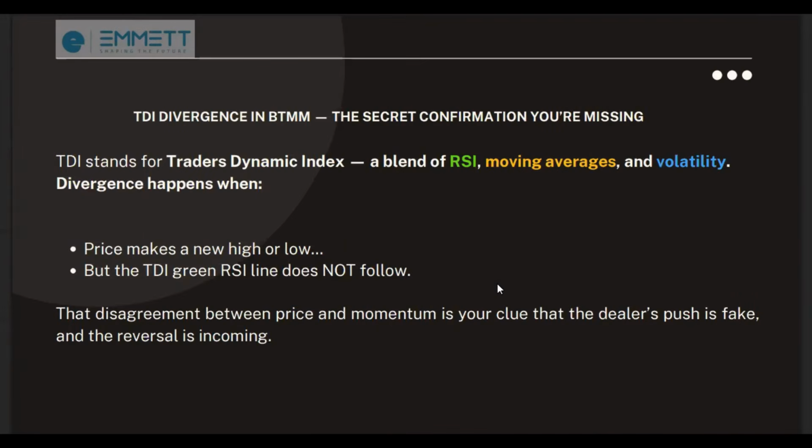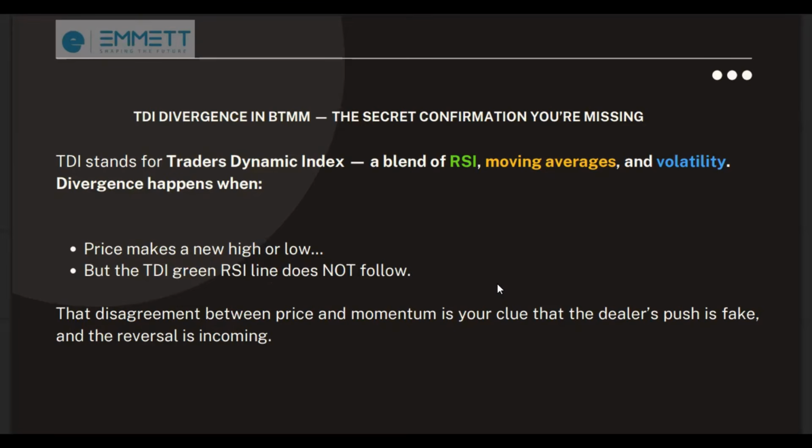So what is TDI divergence? The TDI divergence in BTMM is a tool, a secret confirmation that you could be missing if you're not using it. TDI stands for Traders Dynamic Index. It's usually a blend of RSI, moving averages, and volatility bands.